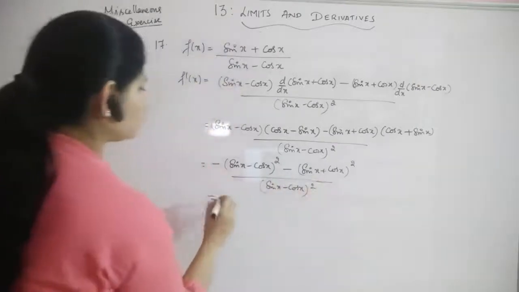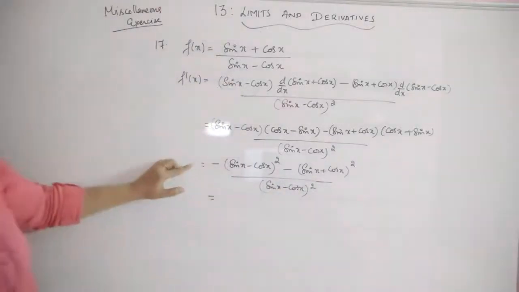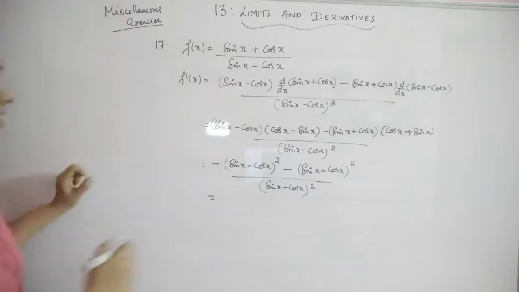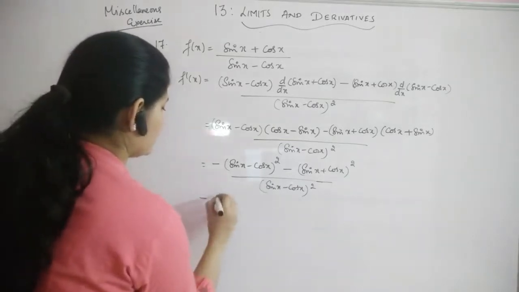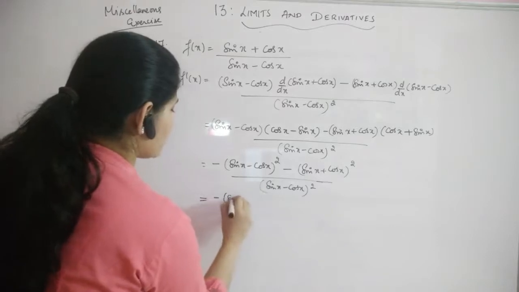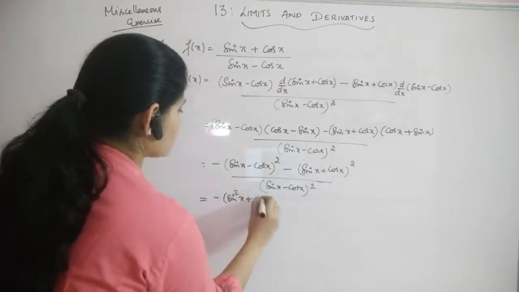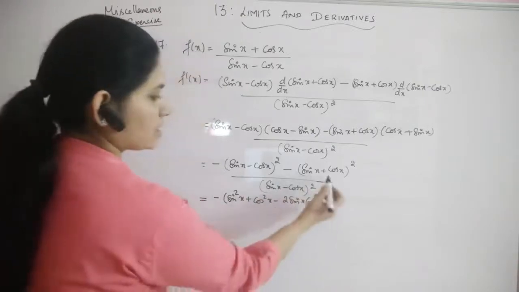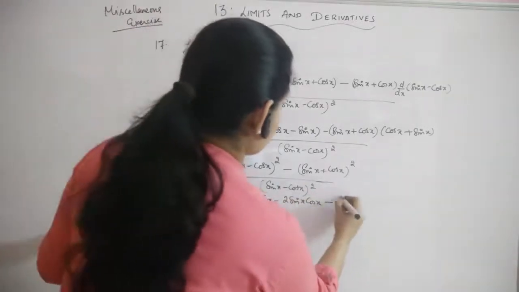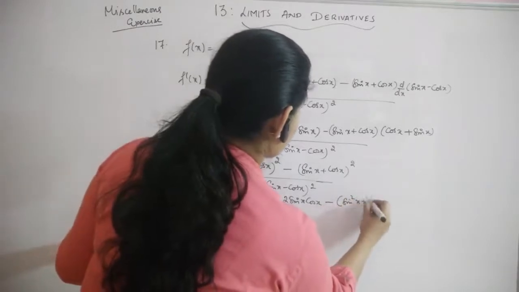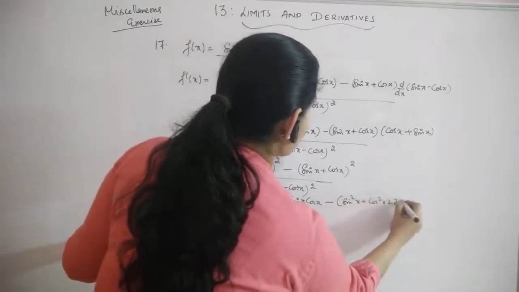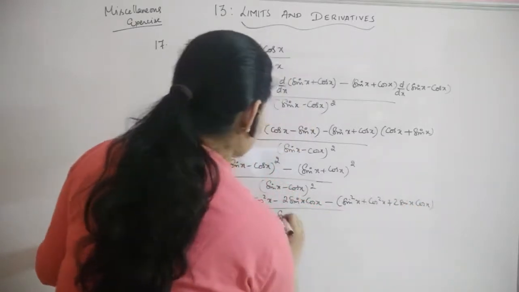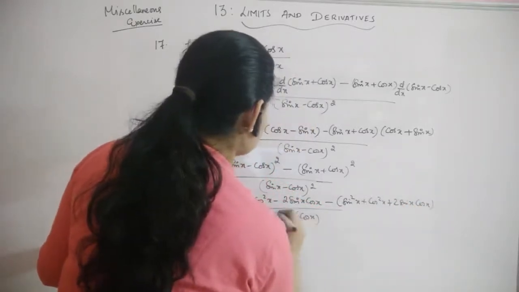square. Now I'll just expand this so that some of the terms get cancelled. Okay, let's see which all get cancelled. Here it is minus of sin square x plus cos square x minus 2 sin x cos x, and this is minus of. So here you will get minus of sin square x plus cos square x plus 2 sin x cos x whole divided by sin x minus cos x the whole square.